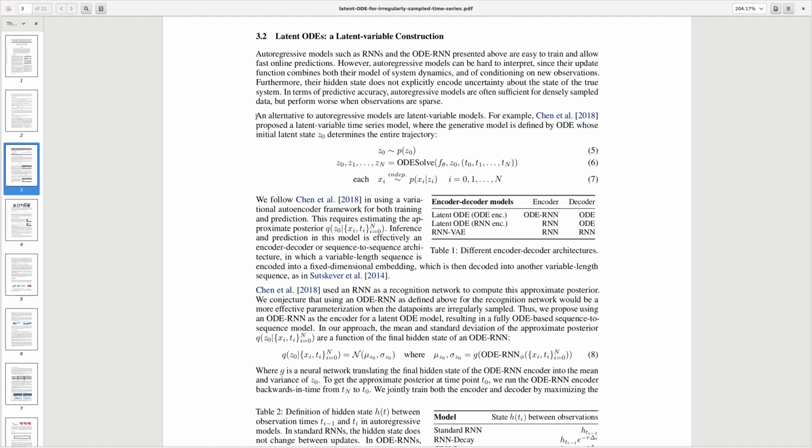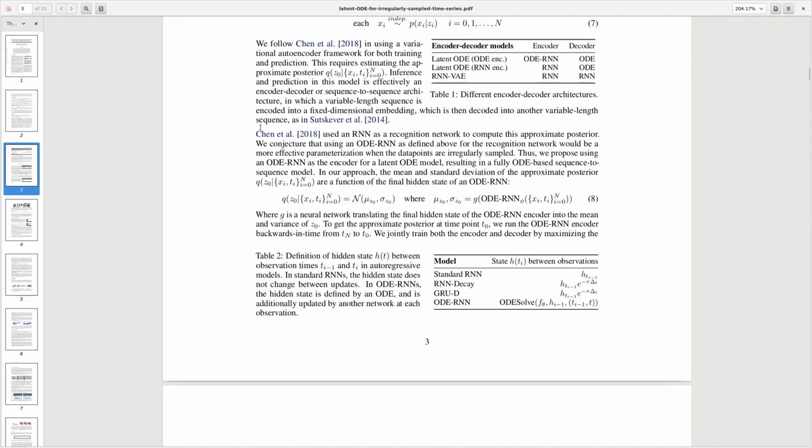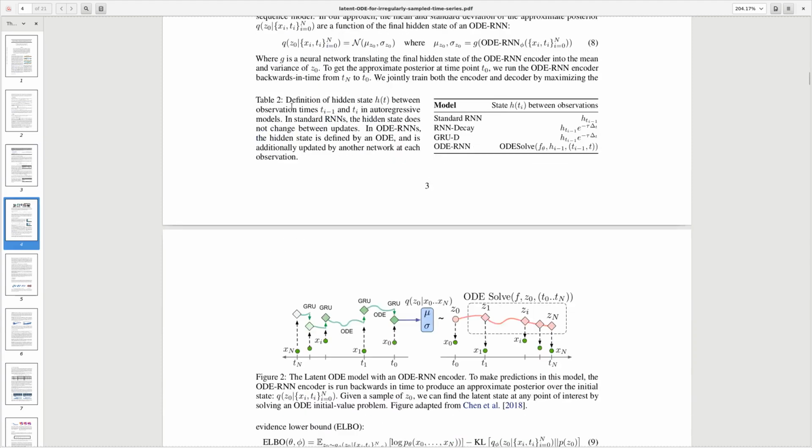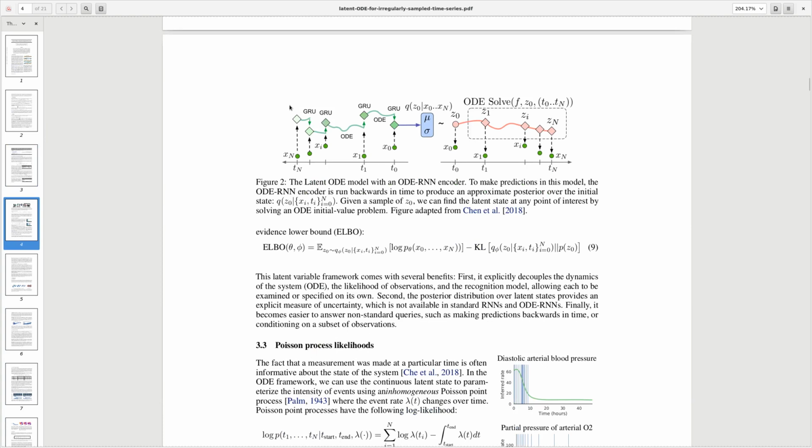An alternative to autoregressive models are latent variable models. For example, Chen 2018 proposed a latent variable time series model where the generative model is defined by an ODE, whose initial latent state z0 determines the entire trajectory. Figure 2, the latent ODE model with an ODE-RNN encoder. To make predictions in this model, the ODE-RNN encoder is run backwards in time to produce the approximate posterior over the initial state. Given a sample of z0, we can find the latent state at any point of interest by solving an ODE initial value problem.